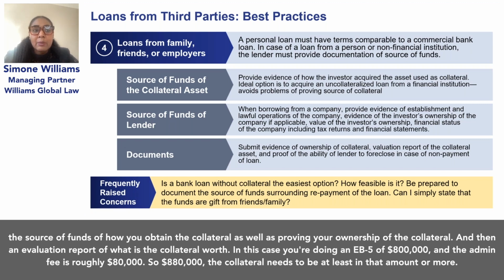In this case, you're doing an EB-5 of $800,000, and the admin fee is roughly $80,000. So $880,000 would need to be, the collateral needs to be at least in that amount or more.